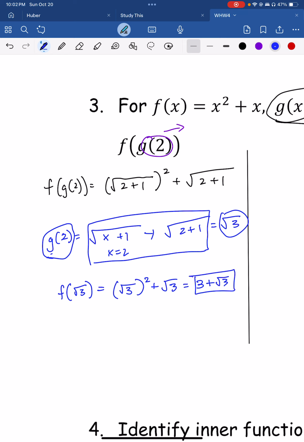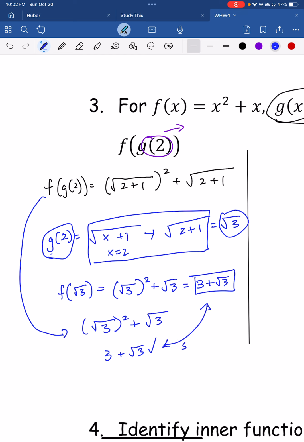And I will prove to you that it's the same thing here. I basically got square root of 3 squared plus square root of 3. So 3 plus square root of 3. So it's the same thing. It depends how you want to do it.